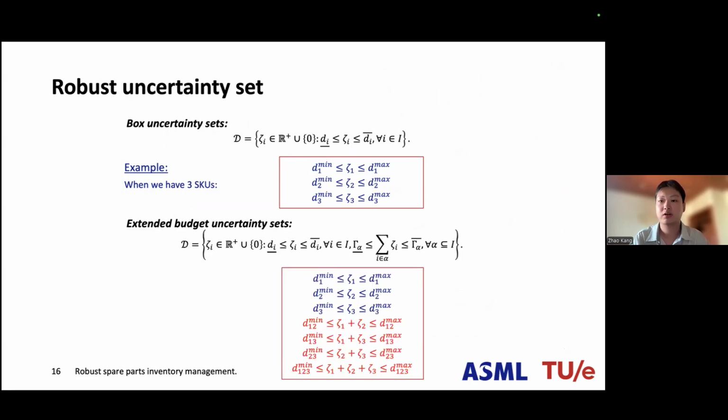We also consider the most complex one, we call it extended budget uncertainty set. In this case, not only do we consider the individual bound for the demand of each SKU, we also consider the combinations of these SKUs, what their total upper bound and lower bound are. We use this way to capture the interaction of these demands in our case.